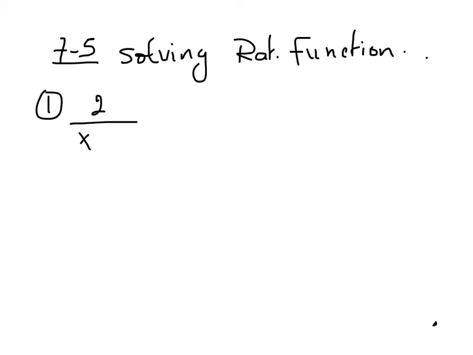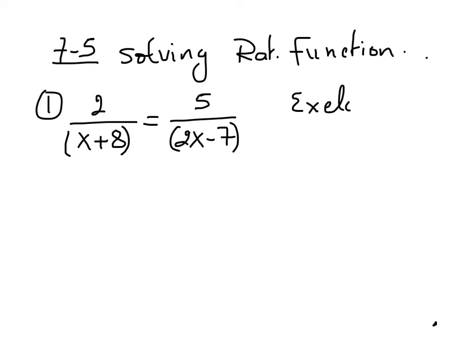All right, so number one, how are we going to solve this equation? 2 over x plus 8 equal to 5 over 2x minus 7. The first thing I need you to do, I need you to put parentheses around the quantity, and then I want you to go to the side and tell me what are the excluded values. Excluded values, these are values x cannot take on. For example, we cannot make the denominator equal to 0.